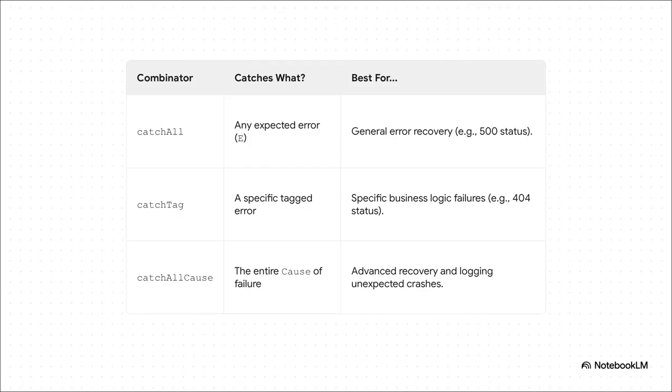And what's so cool here is that this maps directly to Effect's whole philosophy on errors. Think of .catchAll as your general safety net. It catches any unexpected error and lets you return a generic "oops, something went wrong" page. Then you have .catchTag, which is more like a sniper rifle. It lets you target a specific kind of error, like a user not found error, and handle just that one case, maybe by returning a 404. And finally, there's .catchAllCause. That's your black box recorder. It captures everything about a failure, even the unexpected crashes, which is perfect for deep dive logging and debugging.